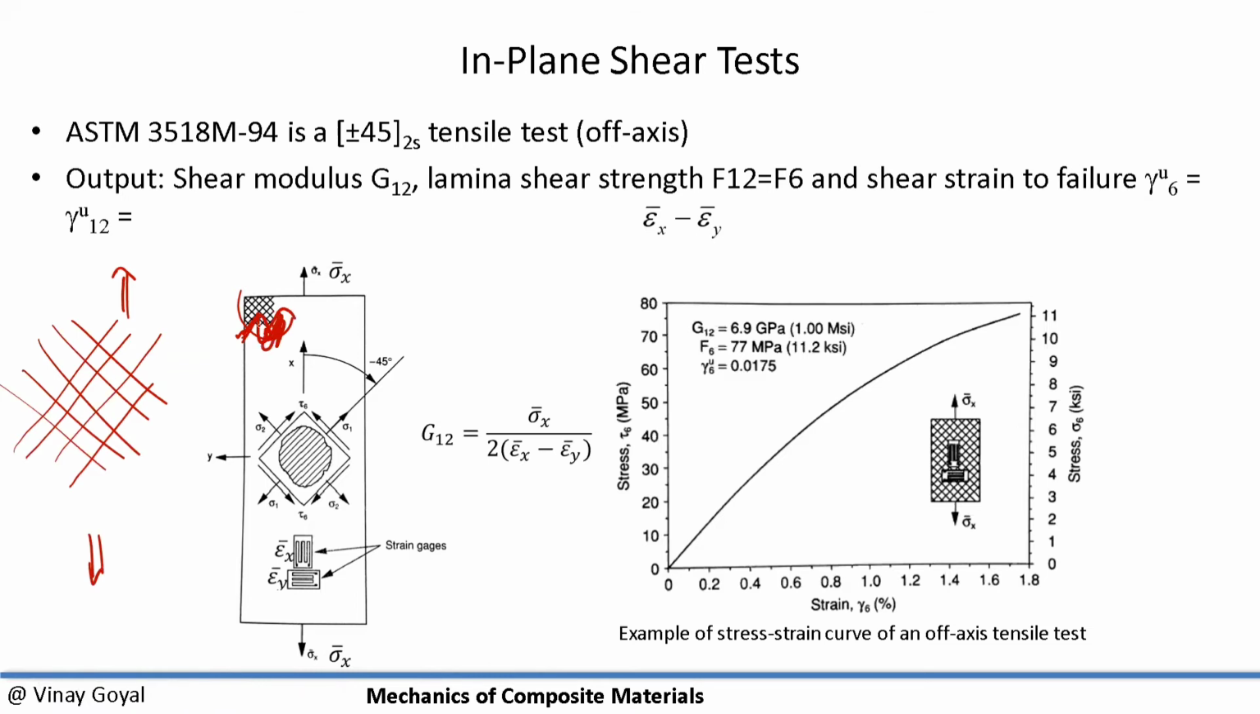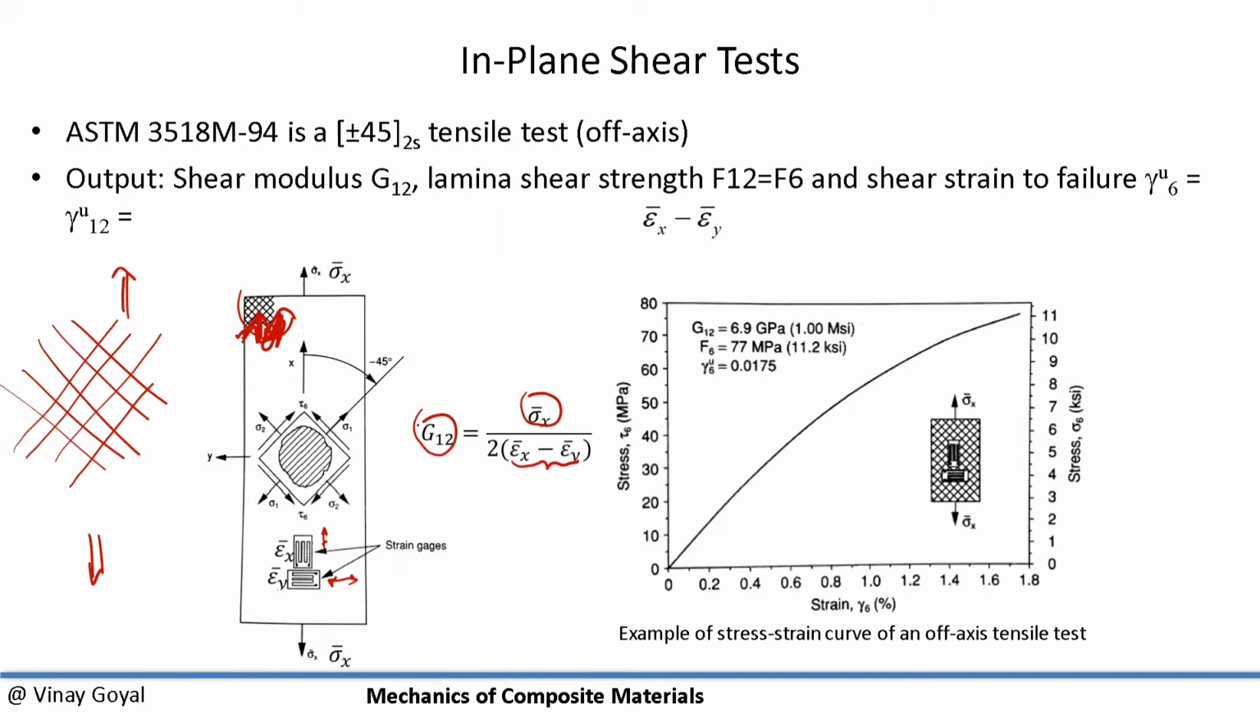And so you can see there that I'm applying a load in this direction. I'm going to measure the strain in this direction and this direction. Notice I'm not measuring the strain along the fibers, but I'm measuring the strains in the loading direction. I can then take that, subtract it. I know the loading applied. I can get G12. And so that's how you do that test.